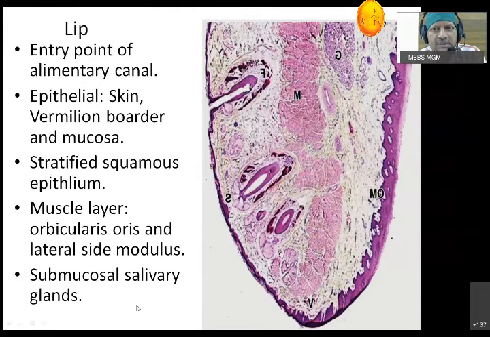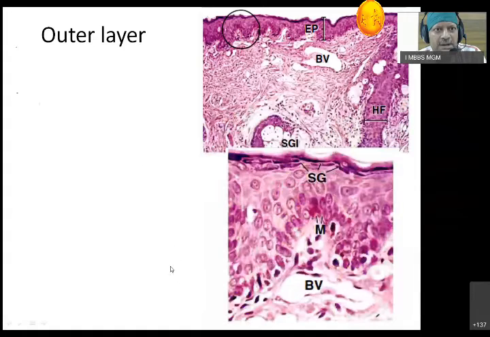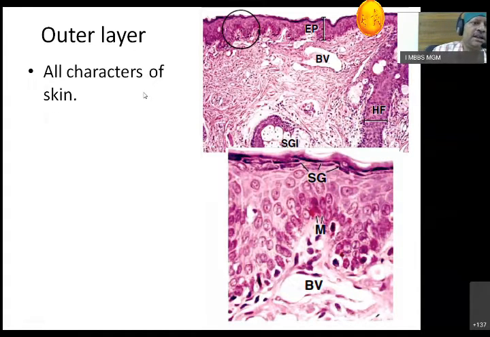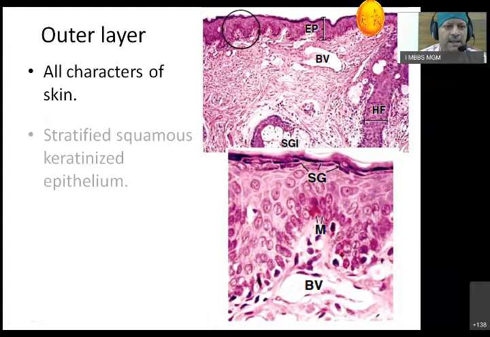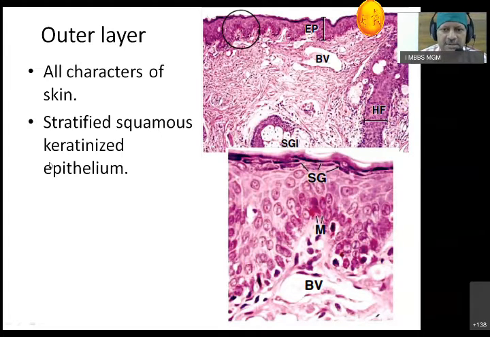What you have to remember, when you see the low power lip, is the outer layer. The outer layer is classical skin. We can see sebaceous glands. We can see all the layers of the epidermis, and we can see some dermal papillae, not well defined. This outer layer of the lip has all the characteristics of skin: stratified squamous keratinized epithelium.